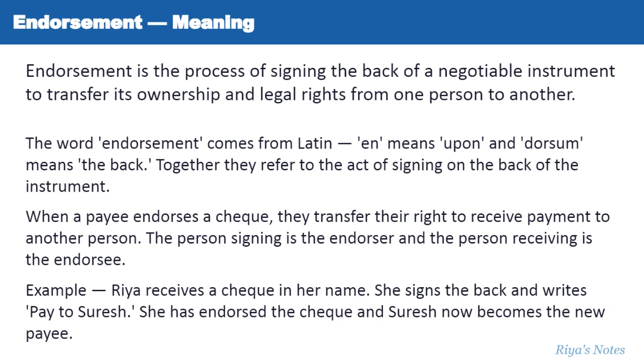When a payee endorses a check, they transfer their right to receive payment to another person. The person signing is the endorser and the person receiving is the endorsee. Example: Ria receives a check in her name. She signs the back and writes, pay to Suresh. She has endorsed the check and Suresh now becomes the new payee.